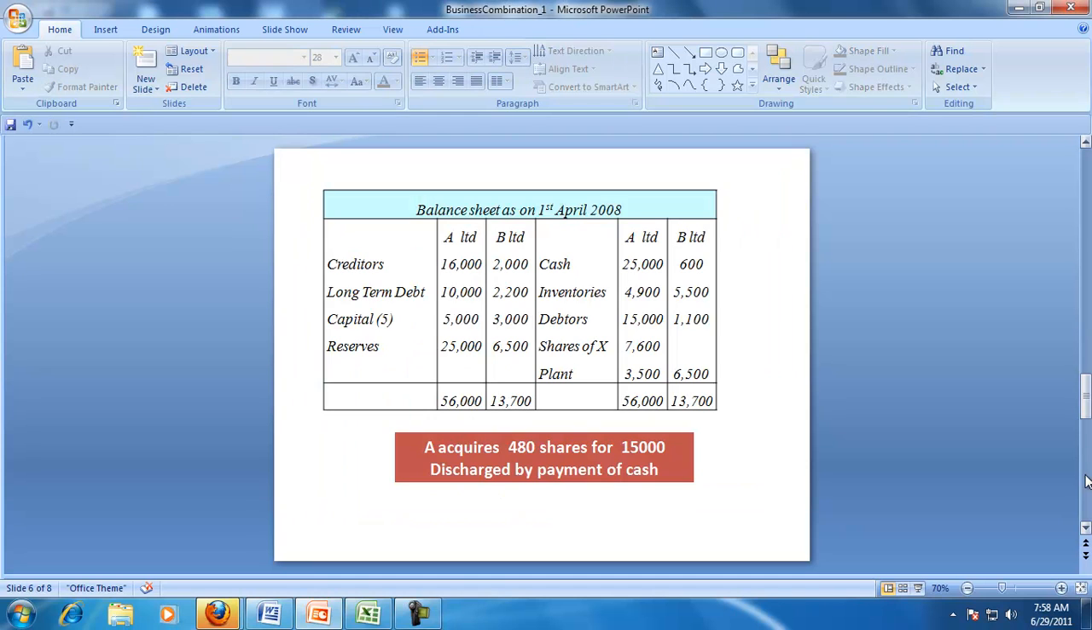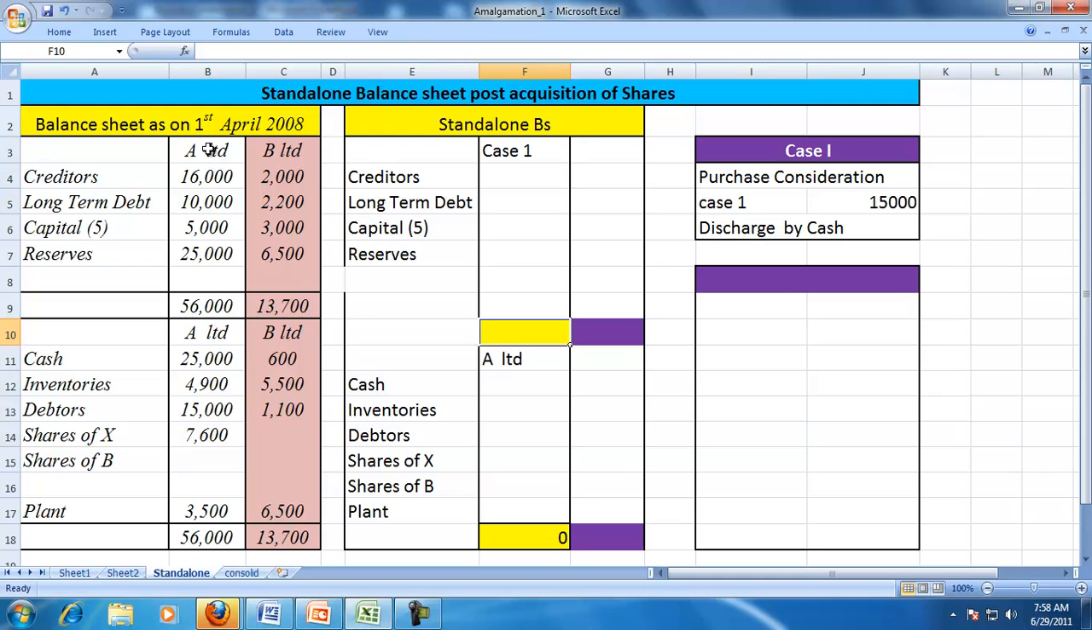To understand this, let us take a simple exercise where A and B are two companies, and A acquires 480 shares of B for a purchase consideration of 15,000, and the discharge is through cash. This is the balance sheet, and we want to prepare the standalone balance sheet of A. The purchase consideration is 15,000 and is discharged by cash of 15,000. This will not affect the balance sheet of B.